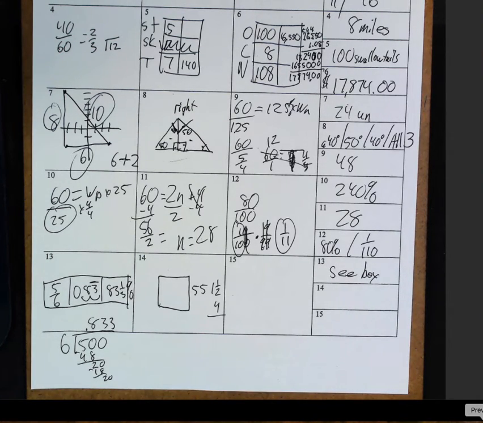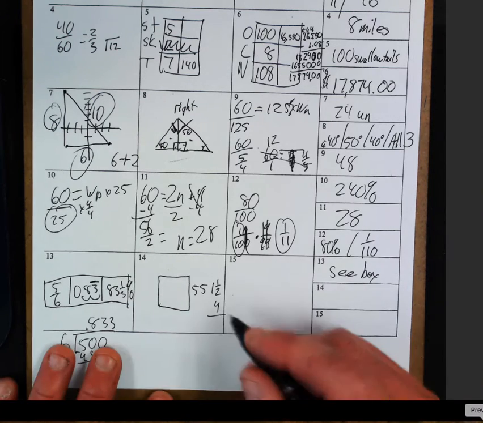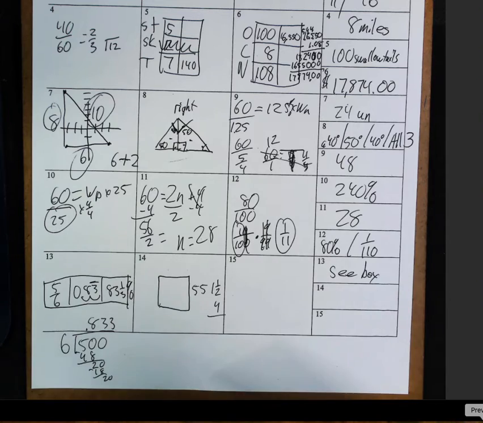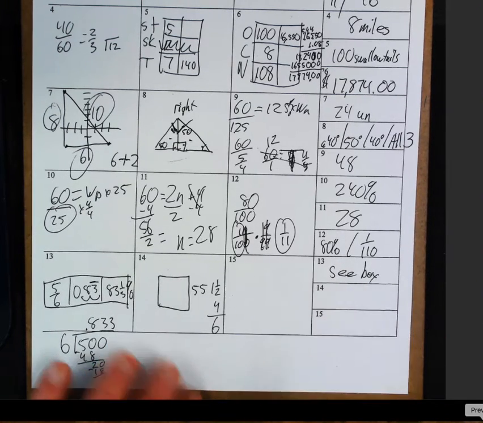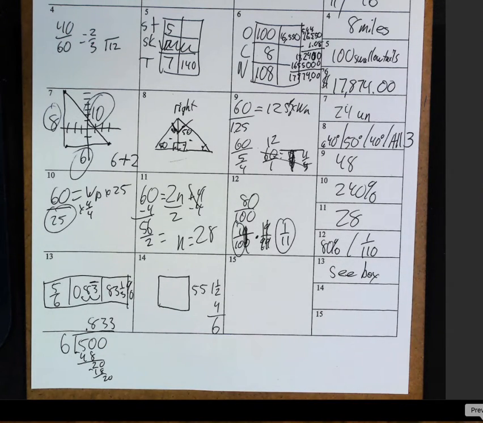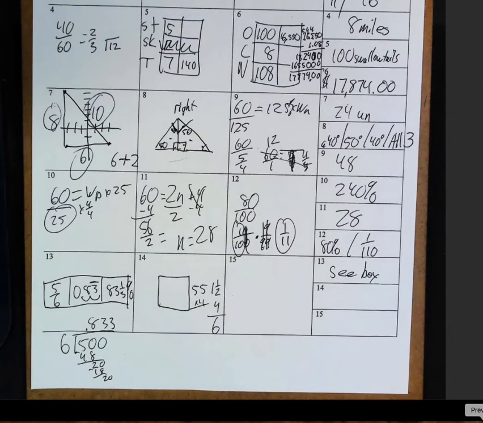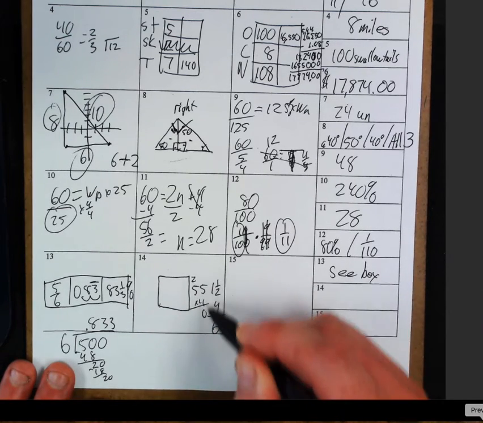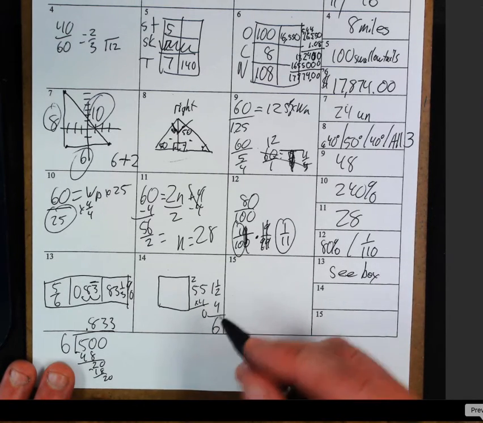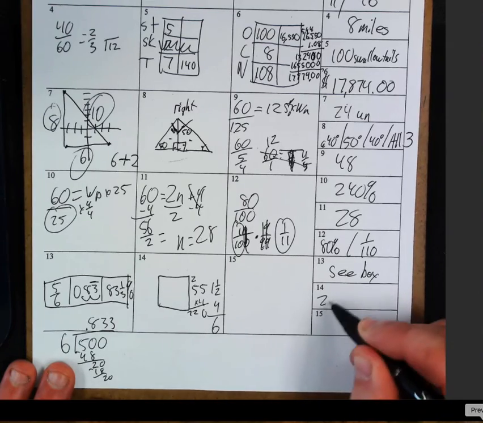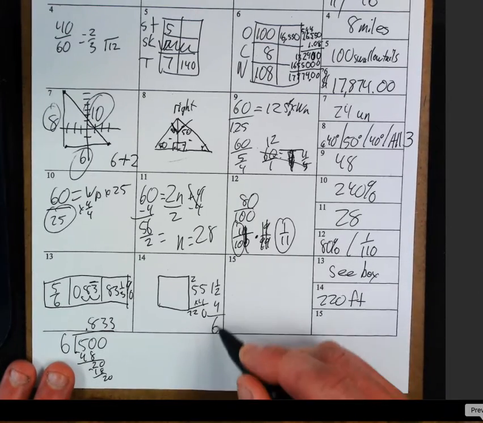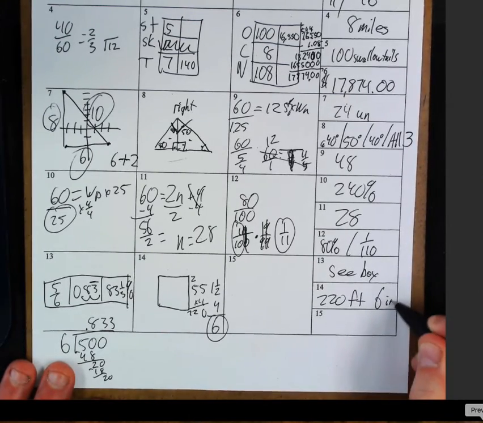What's 1 times 4? 4. What's half of 4? 2. Put it together. 4 plus 2 is 6. Okay, it's 6 inches. Now the next thing I do is take 55 times 4 to figure out how many feet it is. 5 times 4? 20. 5 times 4 plus 2? 22. So I have 220 feet and 6 inches.